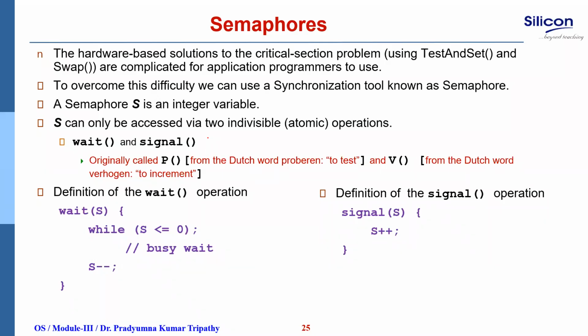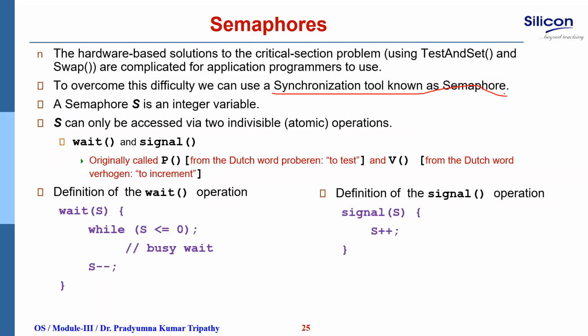So what difficulty do we have in the hardware-based solutions? The hardware-based solutions to the critical section problem are complicated for application programmers to use. And to overcome this difficulty, we use a synchronization tool called semaphore. Semaphore is a process synchronization tool for solving the critical section problem.